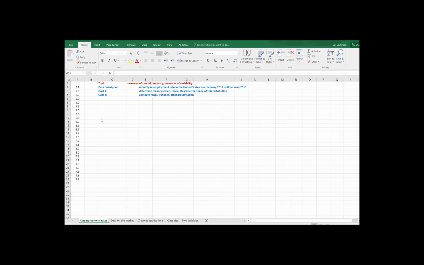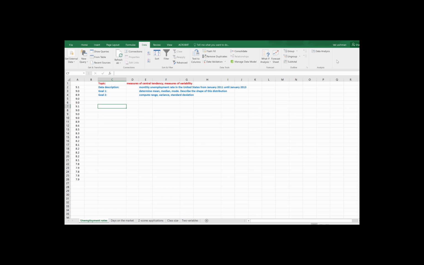Okay, our first set of data represents unemployment rate in the United States from 2011 till 2013. And we would like to compute mean, median, mode, describe the shape of the distribution, and then also talk about range, variance, and standard deviation. Okay, so to do this in Excel, it's really easy.